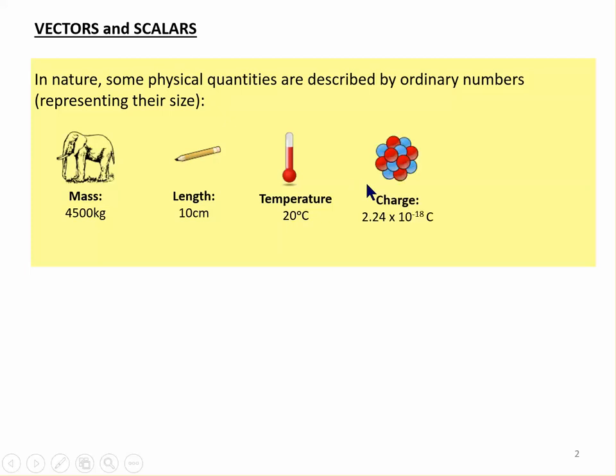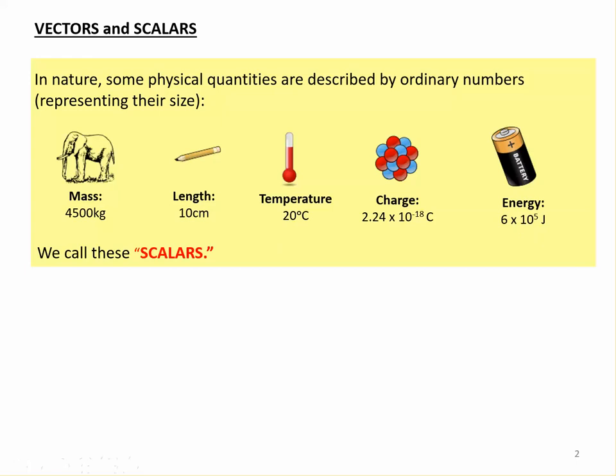If I say, what's the electrical charge inside this nucleus, you might respond, it's 2.24 times 10 to the negative 18th coulombs. If I say, what's the energy contained inside this battery, you might respond, 60,000 joules of energy. The point is, your responses were in the form of a number. You told me the size of something. And we call physical quantities, like mass and length and so on, that are described by just an ordinary number, we call those things scalars.